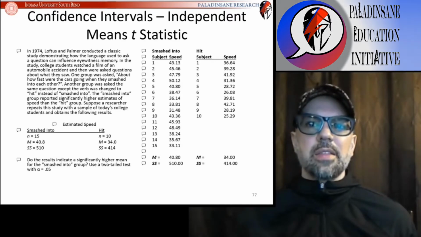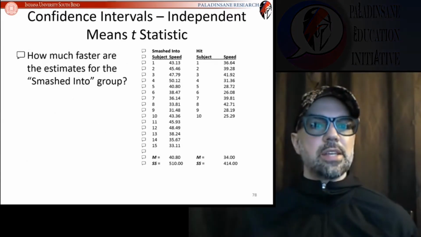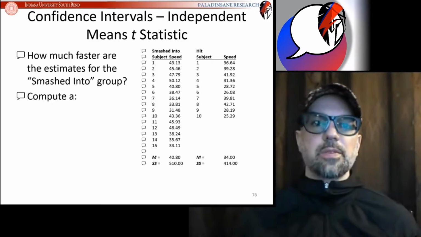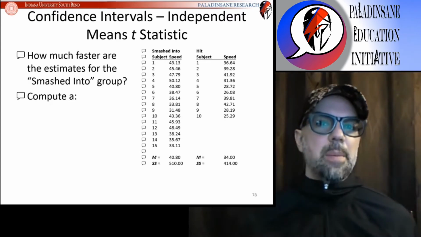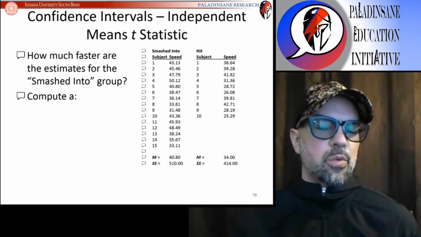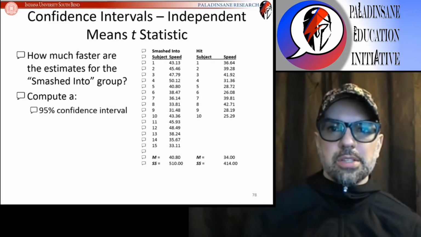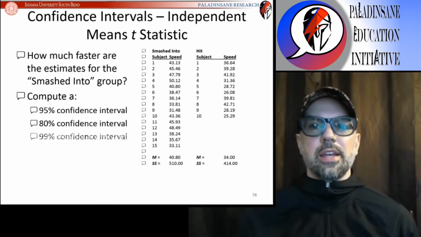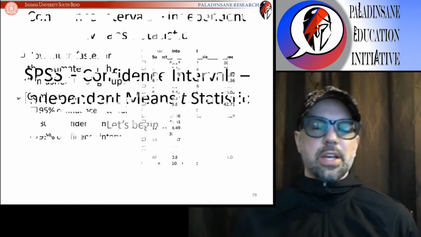And now let's say that the judge calls you in as an expert witness, and you are asked how much faster were the estimates for the smashed into group? How many miles per hour faster were the estimates for the smashed into group? And you're going to compute a 95% confidence interval. You're going to compute an 80% confidence interval, and once again, a 99% confidence interval. So we're going to continue on.